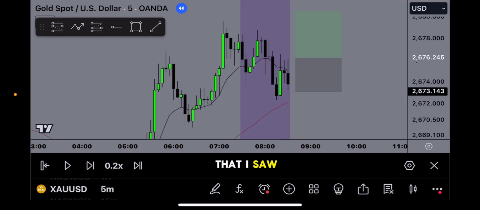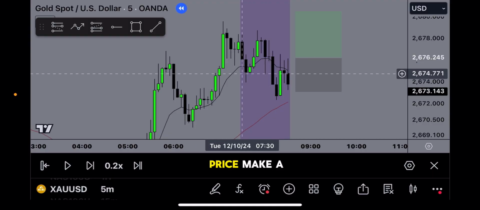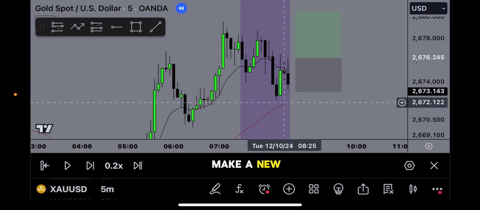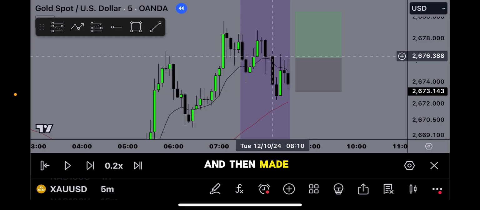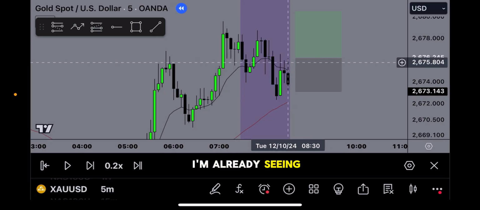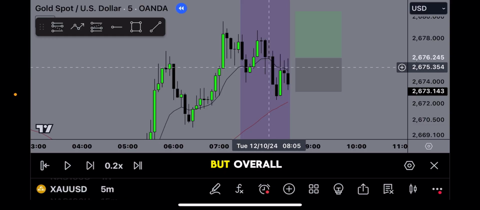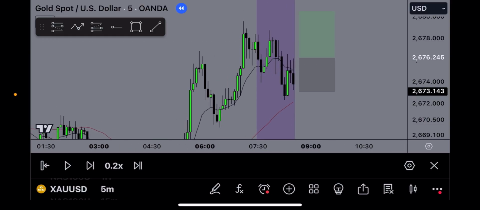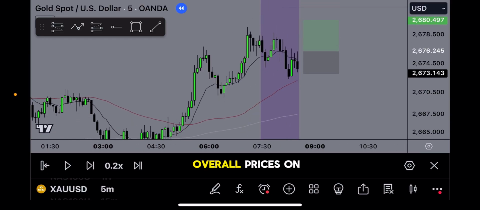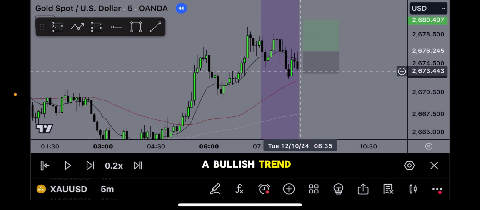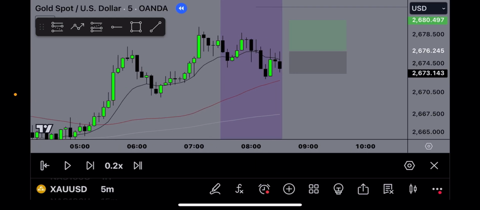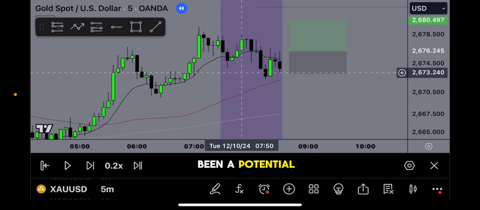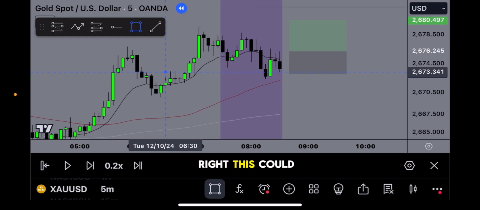Okay, so now that I saw that, and I saw right here, price make a low and then make a new low, it's going down. Price made a high and made a lower high and then made another lower high. I'm already seeing, okay, price is starting to go down, right? But overall, price is on a bullish trend, and we have the 3 MAs underneath. So now what did I say? I was like, okay, this could have been a potential demand setup right here, right?